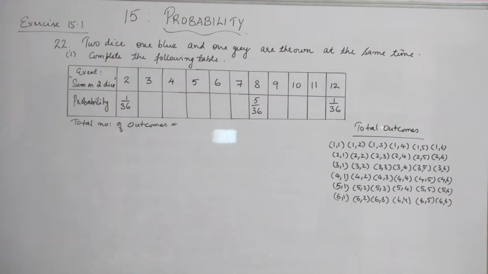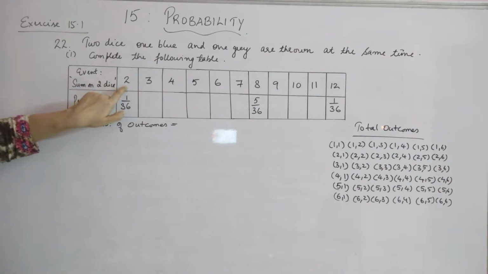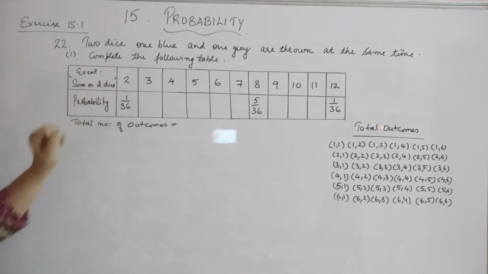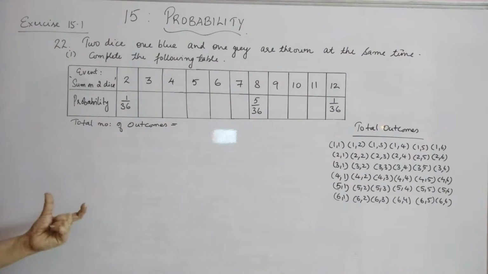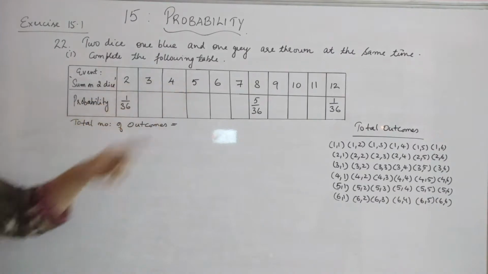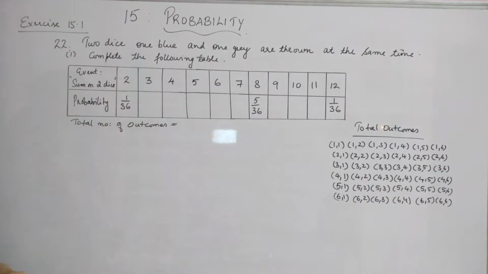Question number 22 is, two dice, one blue and one grey, are thrown at the same time. Complete the following table. The table is given in which the event is the sum on two dice. The minimum sum the two dice can have is 1 and 1 coming on each die, that will be 1 plus 1, 2. And the maximum sum is 6 and 6 coming on both the dice, and that will give you the sum as 12. So these are the cases, that is 2, 3, 4, 5, 6, 7, 8, 9, 10, 11, 12, and for each of them we have to find out the probability.